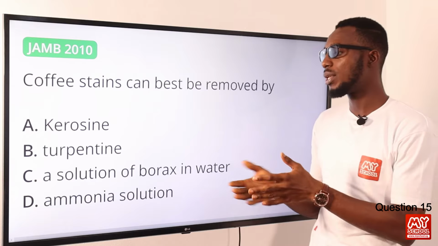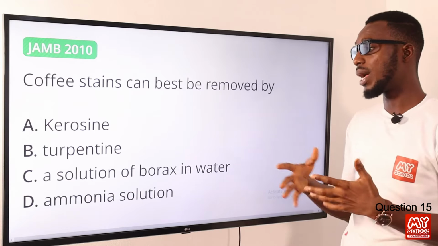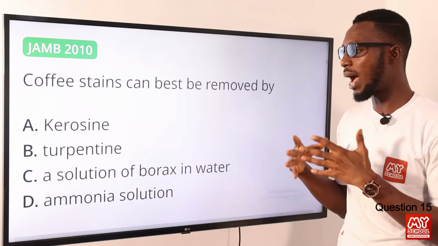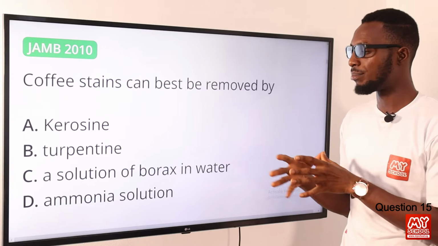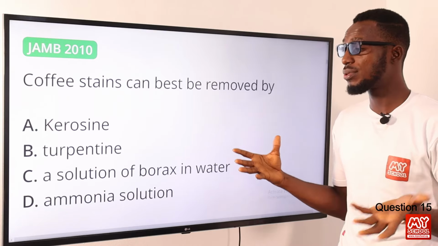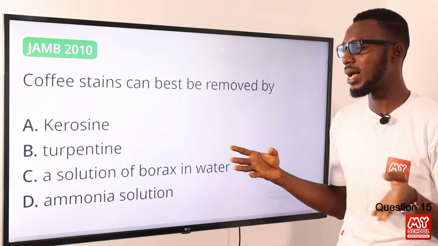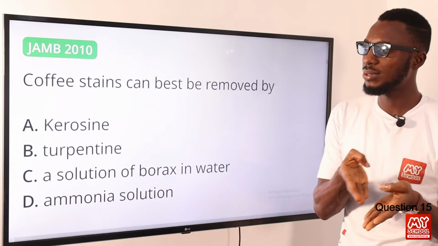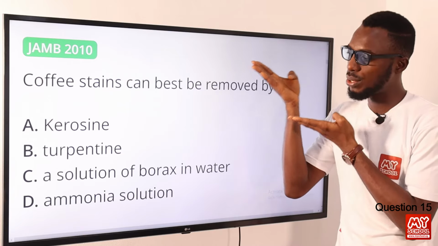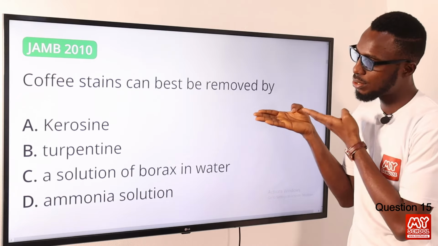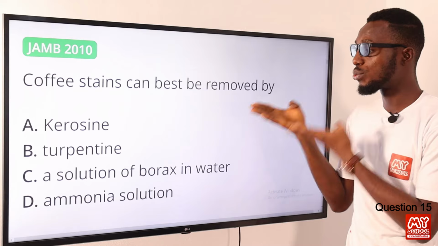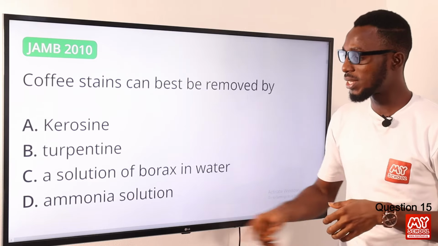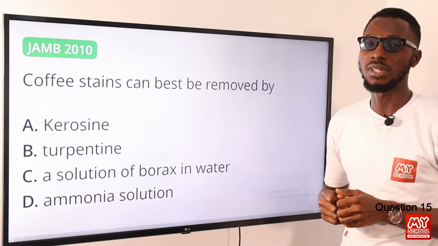Then if we come to ammonia solution, out of several usages of ammonia, it can be used in laundries as a solvent for removing grease and oil stains. But I'm talking about coffee stains here. So what works best should be your option C, a solution of borax in water, because this dissolves in water very well.